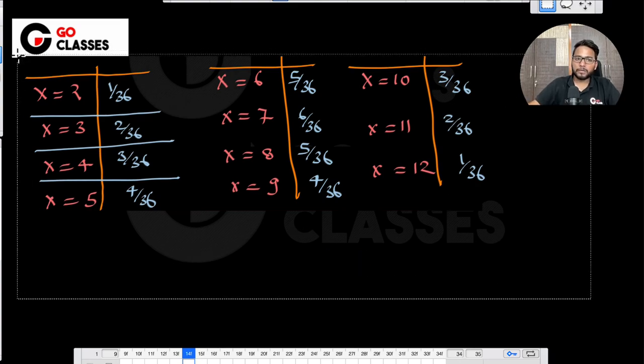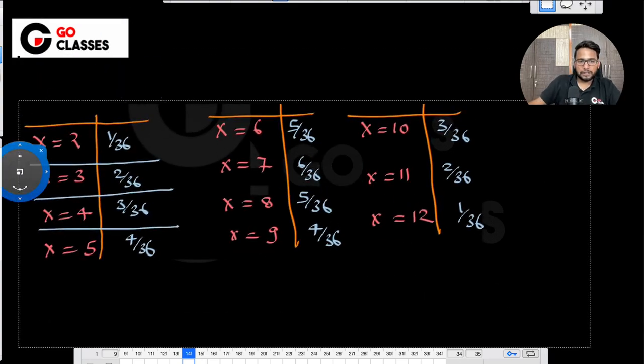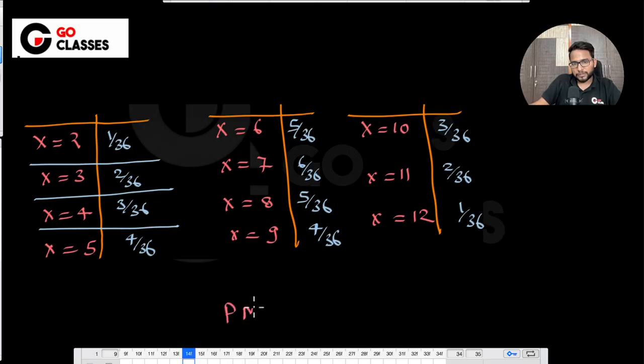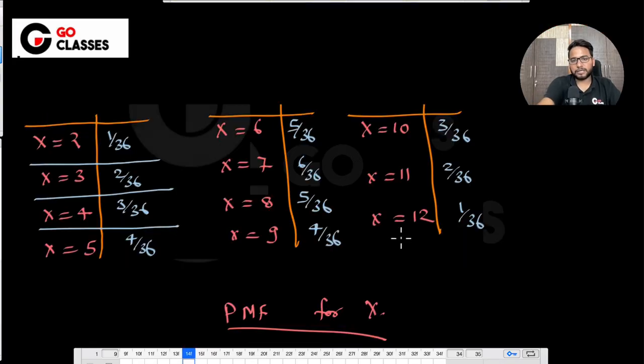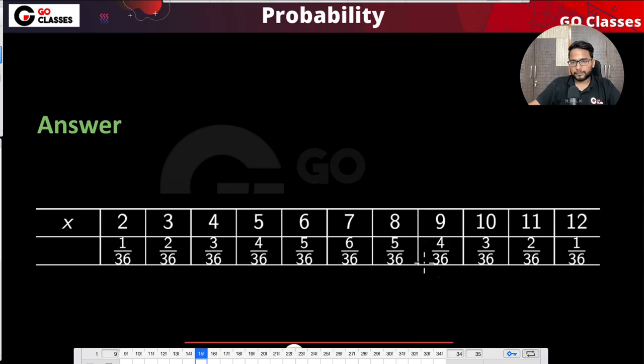Now what do we call it? We call it probability mass function. This is the probability mass function for X. Why? Because for all the possible values I have the answer, right? Okay, now let's just see the answer. 1, 2, 3, 4, 5, 6, and then at 8 it is again 5 by 36, right? At 8, yeah, that is correct.